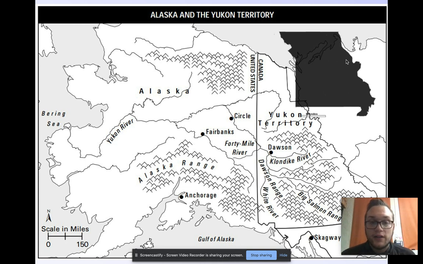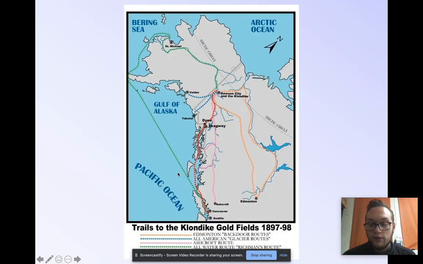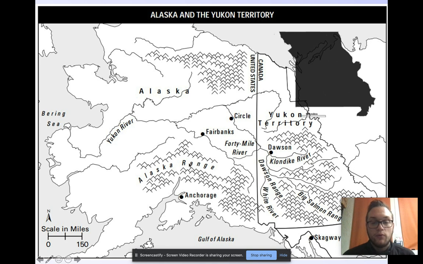I also wanted to show you this picture because of all of these little arrows. If you look at the words Alaska Range right here in front, all of those little arrows pointing upward are mountain ranges. So I want you to imagine that you are responsible for traveling the state of Alaska and what you would likely encounter. You encounter countless mountain ranges. As you can see on the map, you encounter countless rivers. So this was not an easy journey by any means.